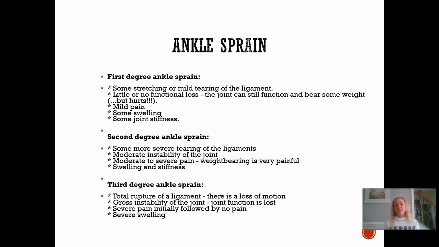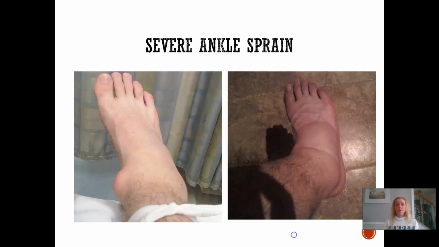A third-degree ankle sprain is going to be a total or near total rupture of the ligament. So loss of motion initially, but then the ankle is actually going to be more unstable. Ligaments typically do not heal themselves very well, and so because we've now completely torn that ligament, that ankle is now going to be more unstable and more prone to continued ankle sprains. Again, severe pain initially followed by no pain because that ligament is completely torn. You can stress test or try to move the ankle into inversion. There's nothing to stop it at this point. And there will be severe swelling as well.